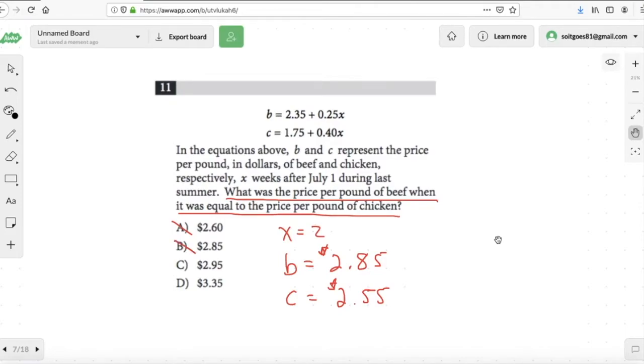Yeah. Okay, great. Let's do it again. Let's make x equal 3. What's the beef price when x is 3? $3.10. What's the chicken price?